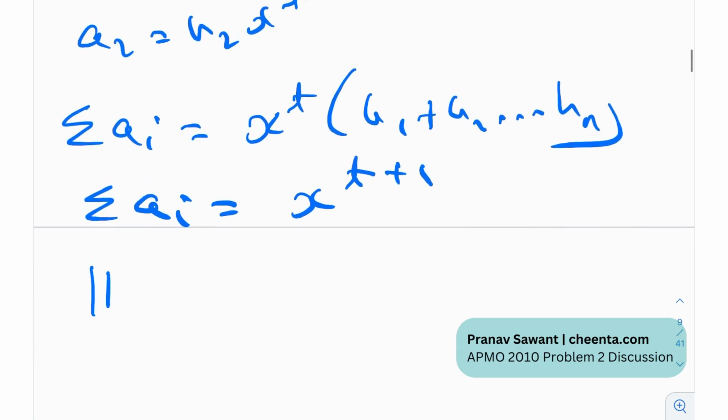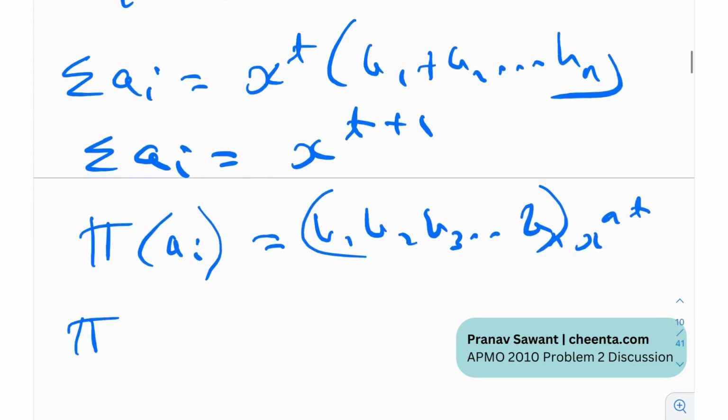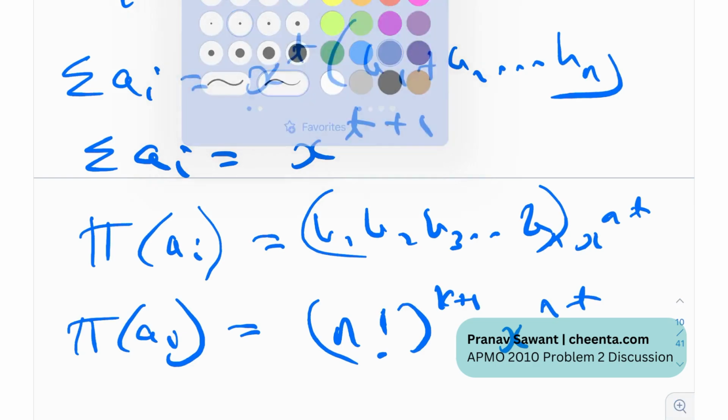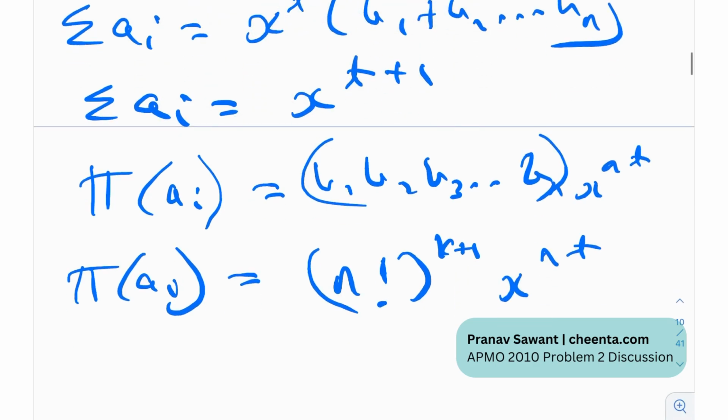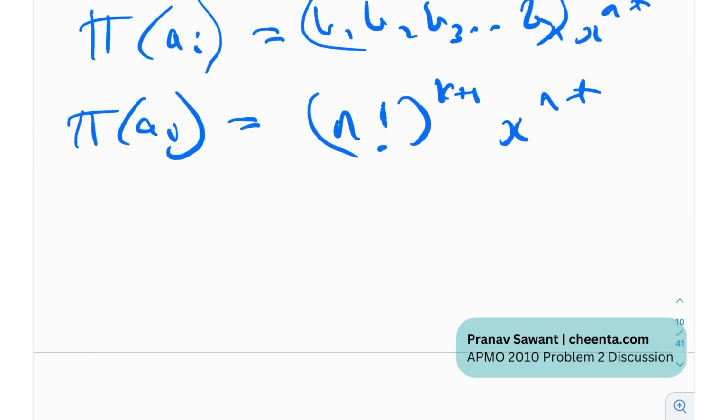And then you calculate pi of ai. What is pi of ai? Pi of ai is essentially b1 times b2 times b3 all the way up to bn times x raised to the power nt. So pi of ai is nothing but n factorial raised to the power k plus 1 times x raised to the power nt. Right, now this is the major portion of the solution. This is kind of where we go on.